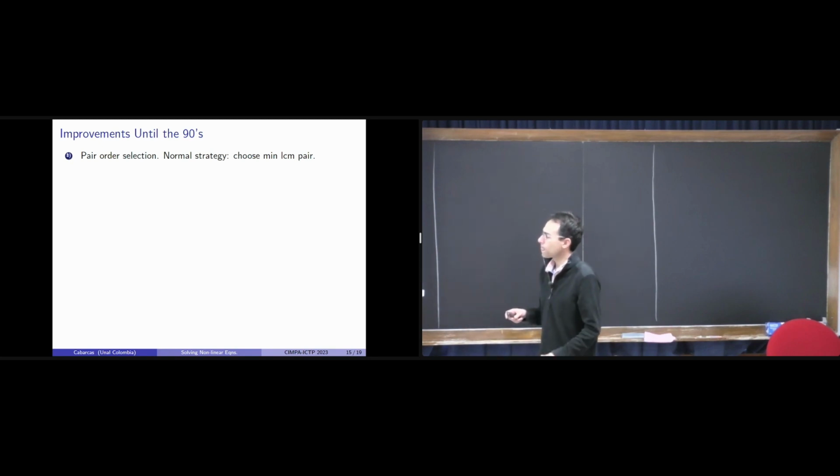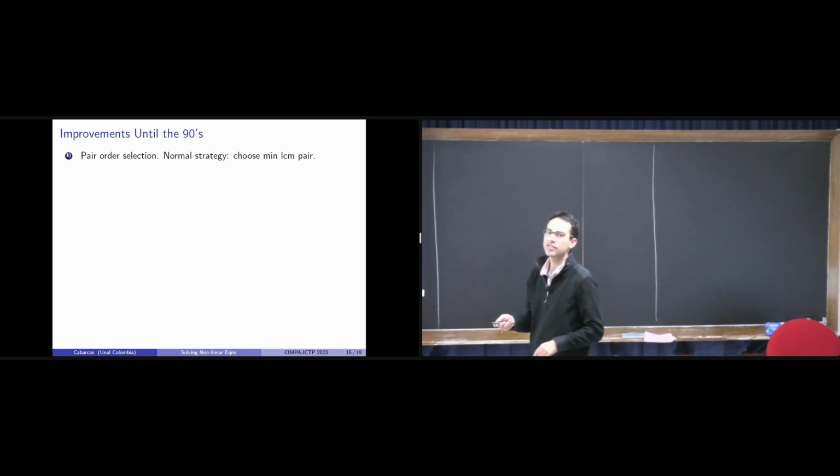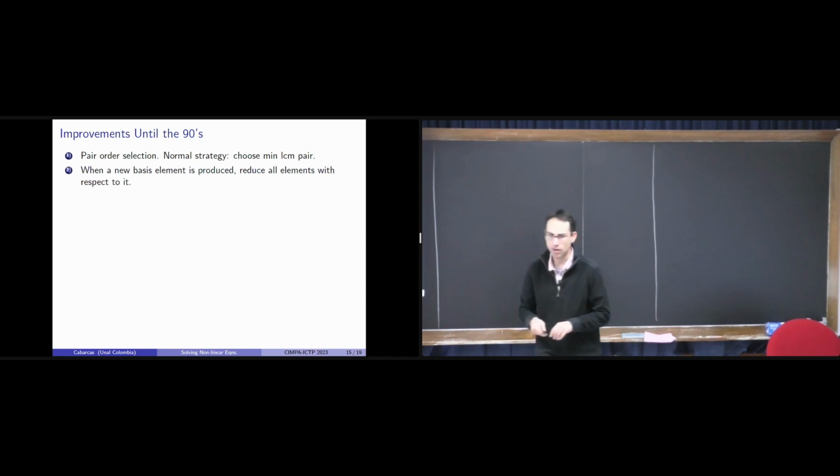So the order in which we consider the pairs matters. We want to consider first pairs that lead to lower degree polynomials. There are different strategies to do that. One is the normal strategy, which is to choose a pair with minimal least common multiple. And there are other ways, and there are some improvements that can come from that.